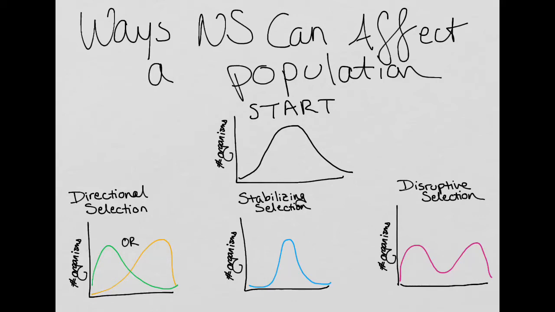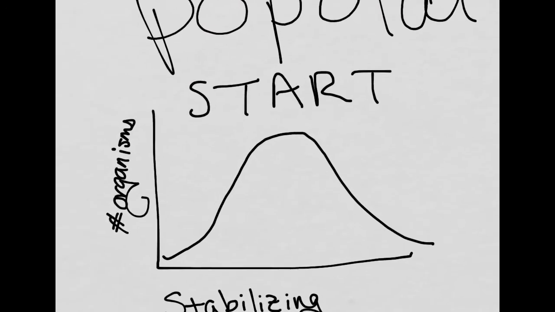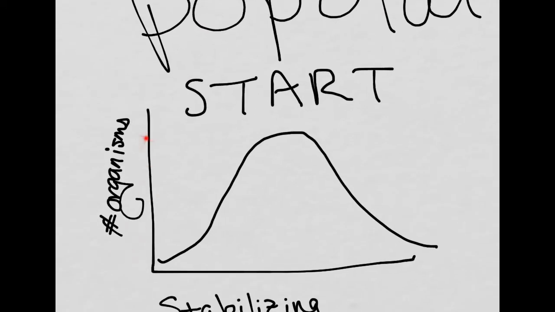In this video, we're going to talk about a couple of ways that natural selection, which I abbreviated to be NS here, can affect a population. So let's assume we start here with a graph of the number of organisms in the population. We're going to assume that our x-axis is the gene pool.